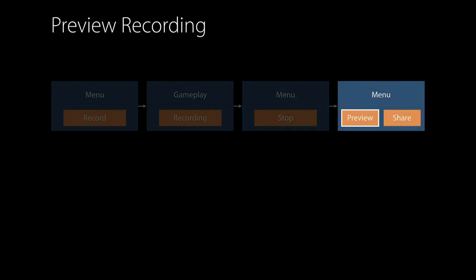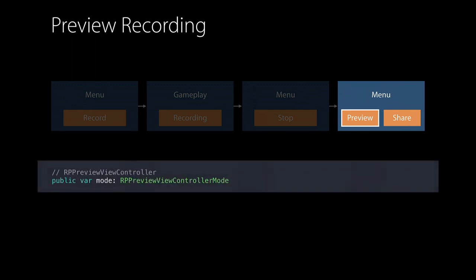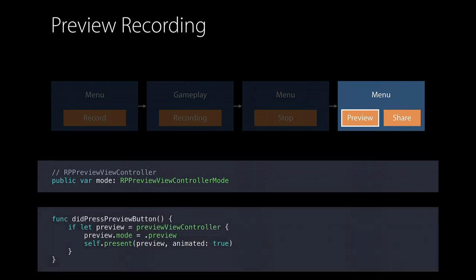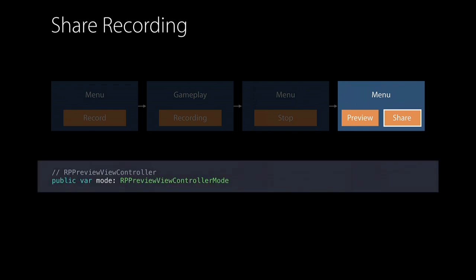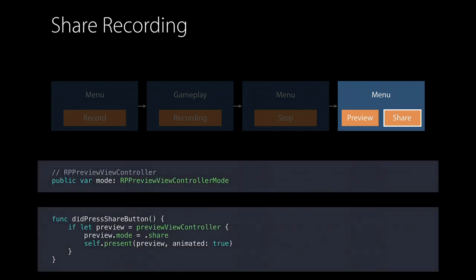So now we saw that we have one preview view controller, but we had two interfaces, one for previewing and one for sharing. So on Apple TV, we have introduced a new mode property. When we want to preview, we simply set the mode to preview and then present the view controller. Similarly, to share, we have the mode property. We're going to set that mode to share and again present the view controller. And now we'll be presented with the AirDrop interface.